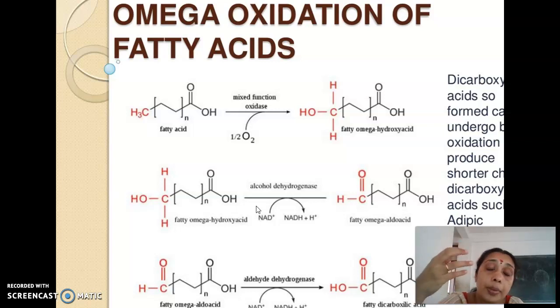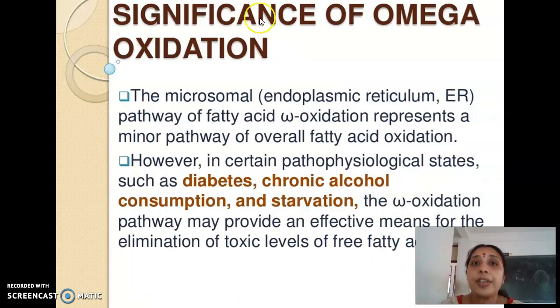mobilization is increased. Beta oxidation is happening, but beta oxidation cannot meet the increased levels of TG breakdown. So when that happens, beta oxidation slowly starts becoming defective, and the enzymes start becoming sluggish. To compensate for that, omega oxidation is taking place. Clear? So that is how omega oxidation is happening. Significance of omega oxidation: it is a microsomal process where omega oxidation represents a minor pathway, and it's happening mainly in diabetes. It's not a normal process.